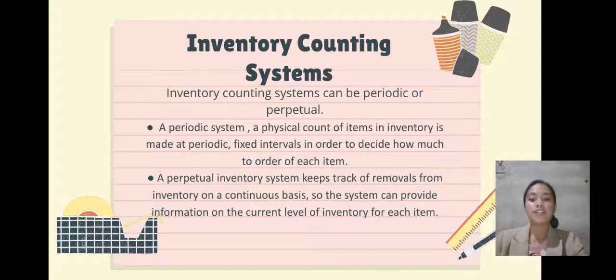An advantage of a periodic system is that orders for many items occur at the same time, which can result in economies in processing and shipping orders. There are also several disadvantages of periodic reviews. One is a lack of control between reviews. Another is the need to protect against shortages between review periods by carrying extra stock.